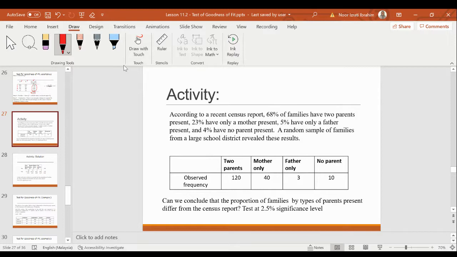We want it to be different. So the H1 will be the claim for this one. H1 will be the claim.